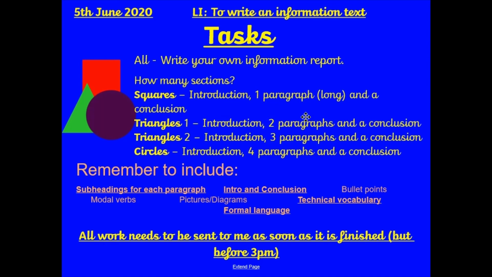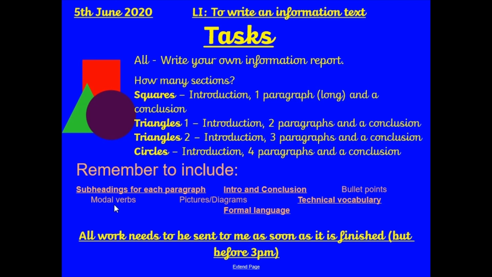Make sure you've got a good, solid information text there for you as well. Now remember to include subheadings for each paragraph, an introduction and a conclusion, technical vocabulary, and formal language. These are musts. You must include these things in here, as we discussed yesterday. Extra ones that would really be good to include would be bullet points, pictures and diagrams, and modal verbs. And if you can get some passive voice in there as well, that would be absolutely wonderful.